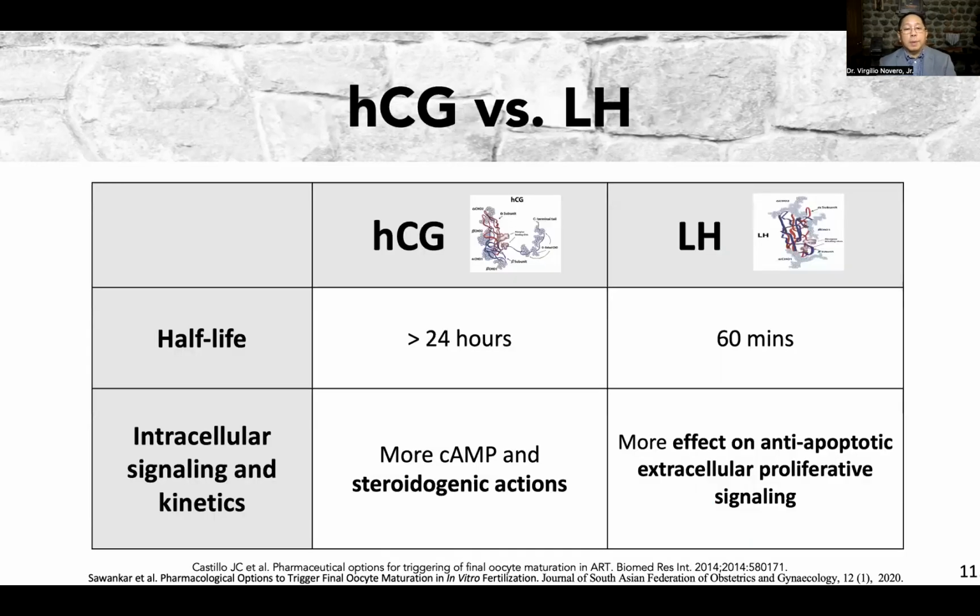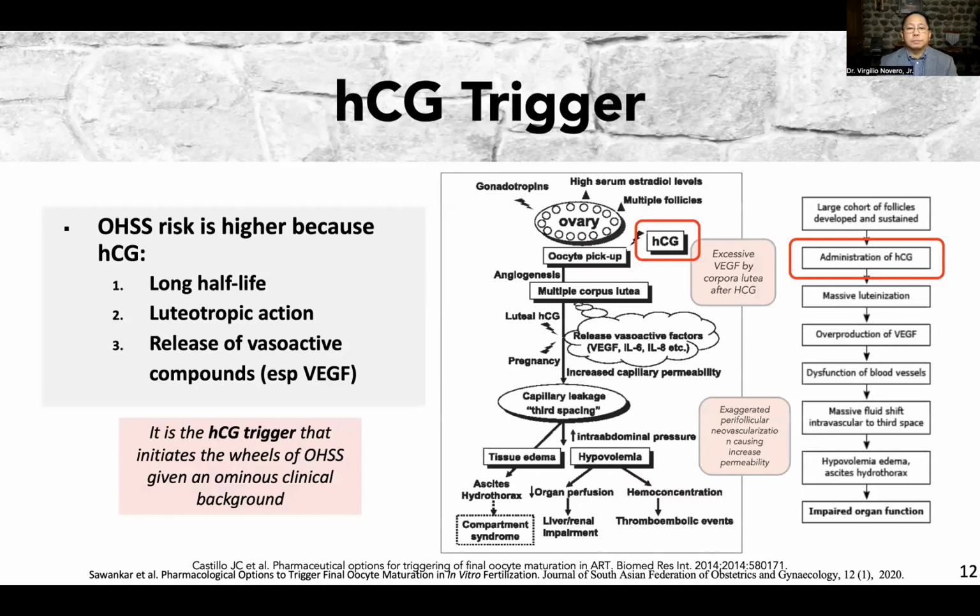patients with high BMI. Comparing your HCG to your LH, it has a far longer half-life with more cyclic AMP and steroidogenic actions. But it is also associated with an increased OHSS risk because of exactly the same, the long half-life. It also has luteotropic action and the release of vasoactive compounds such as your VEGF. Remember that your HCG trigger is the one that initiates the wheels of your OHSS given an ominous clinical background.